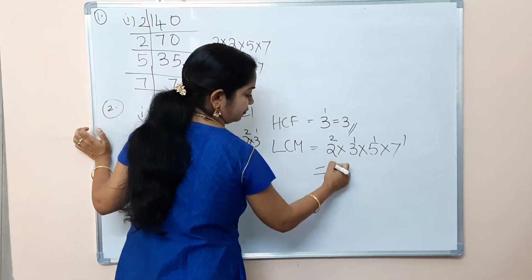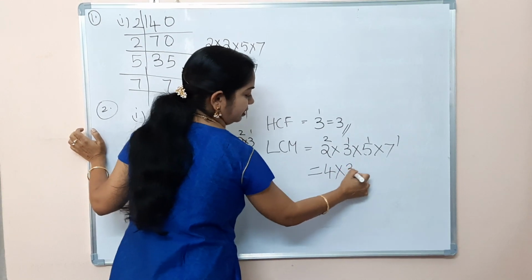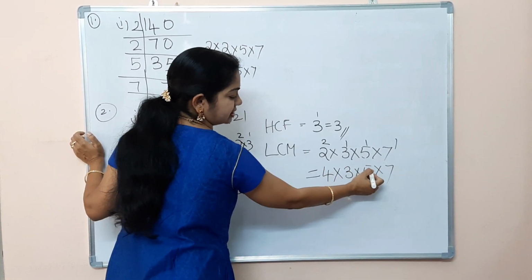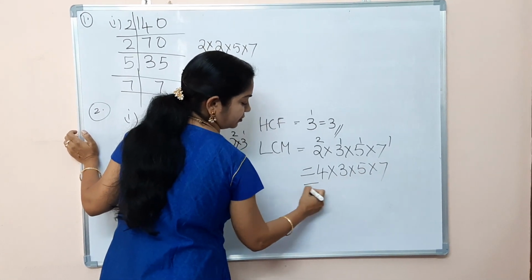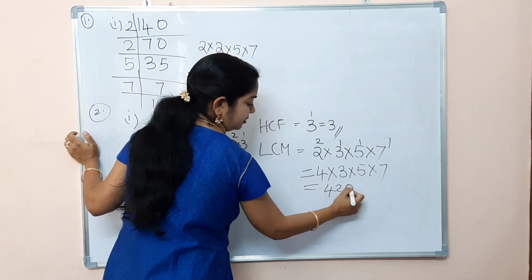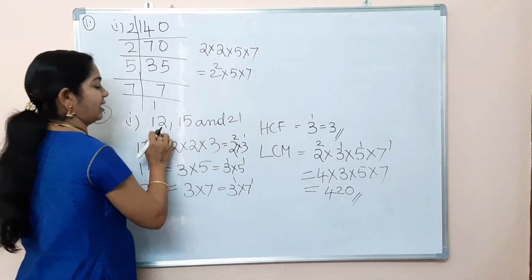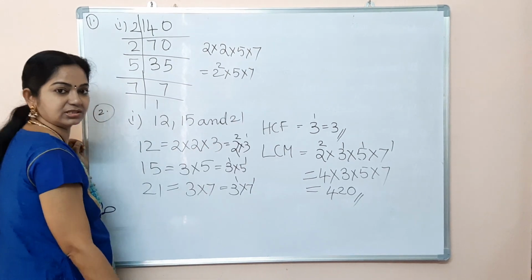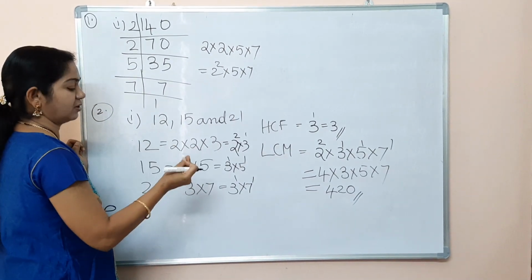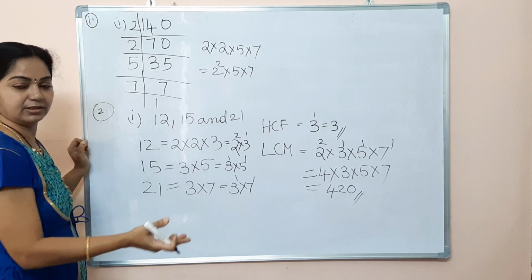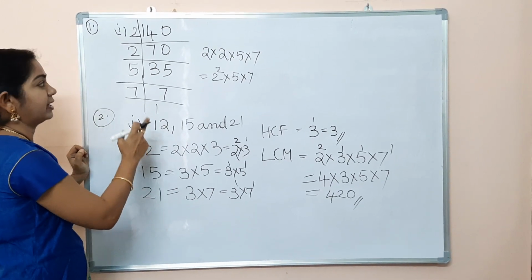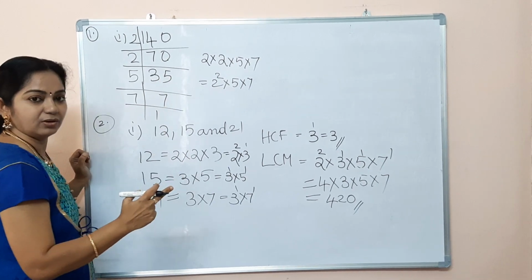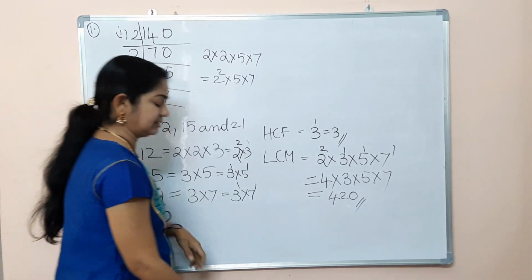Now here, 4, 3, 5, 7. 4 threes are 12, 12 fives are 60, 60 into 7 is 420. Okay. So, the LCM of 12, 15 and 21 is 420, whereas the HCF is just 3. So like this you can solve. There are 5 problems in your exercise based on the prime factorization, and here also there are 4. So take them as your assignment or homework and practice them.